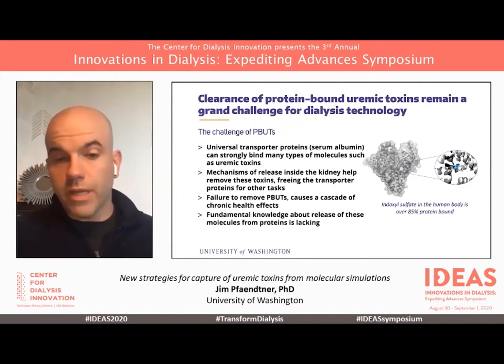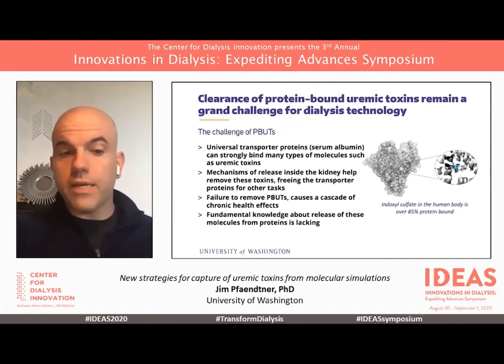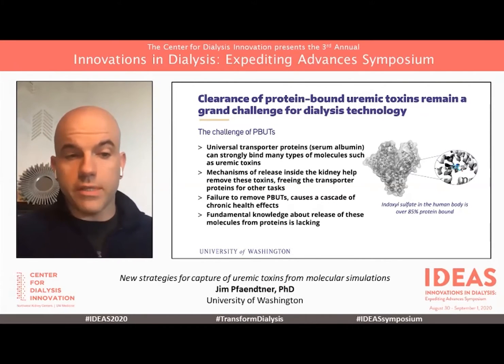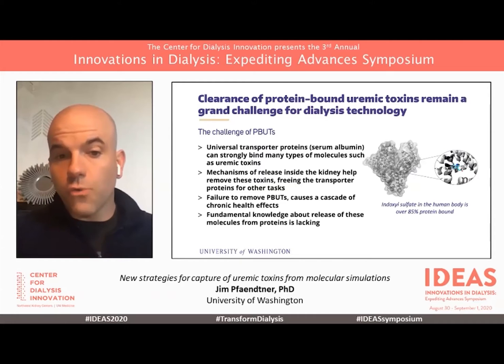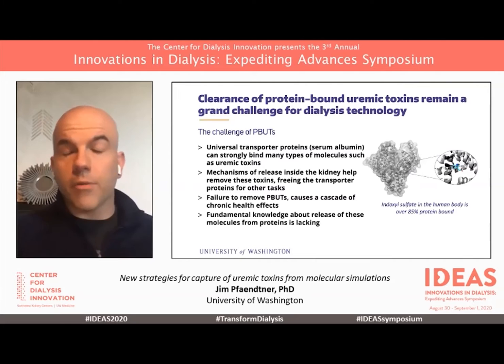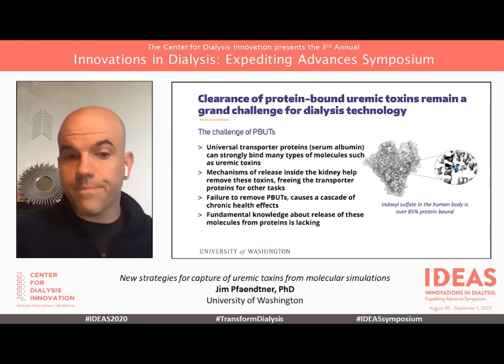When these proteins, which are in your blood, enter the kidney, there's mechanisms of release inside the kidney, which remove these toxins very quickly, freeing those molecules for clearance by the kidney, and importantly, freeing the transporter proteins for other tasks. So failure to remove these PBUTs from the transporter proteins actually causes a cascade of problems and chronic health effects. First of all, the level of uremic toxins continues to increase, but also an underappreciated health concern is that the transporter proteins themselves are unavailable for other important tasks in the body.